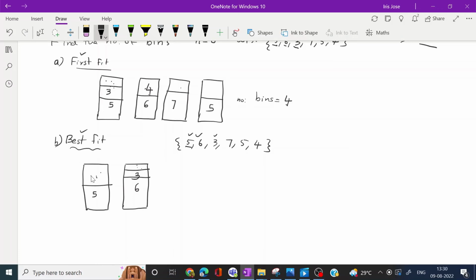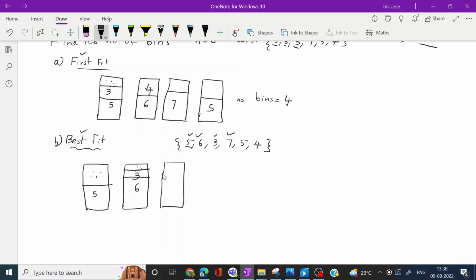If I place it in the first bin, the remaining capacity will become 2. So 1 is less than 2. So in best fit we have to use more tight packing, so I place the item in the second bin. The next item is 7, which I cannot place in the first bin or the second bin. I will take a new bin for placing that item.